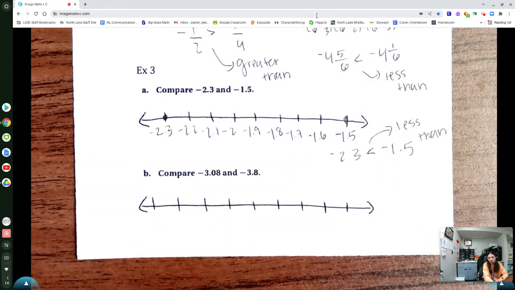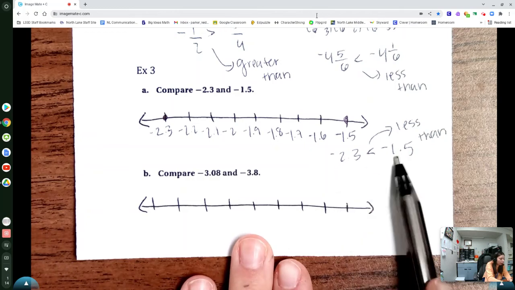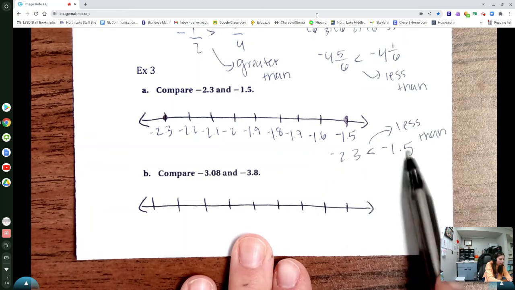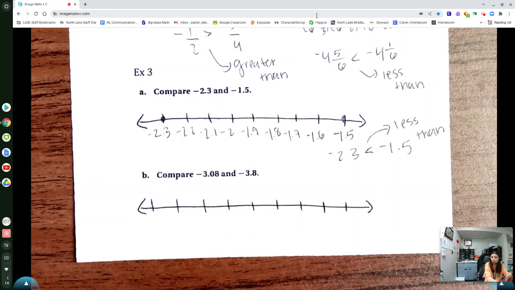And if I were to compare these without the number line, whenever I compare a decimal number, I just look at each place value. So I would start in the ones place and I would say, well, 1 is closer to 0 than 2 is, therefore negative 1.5 is closer to 0 and is greater than negative 2.3 is.